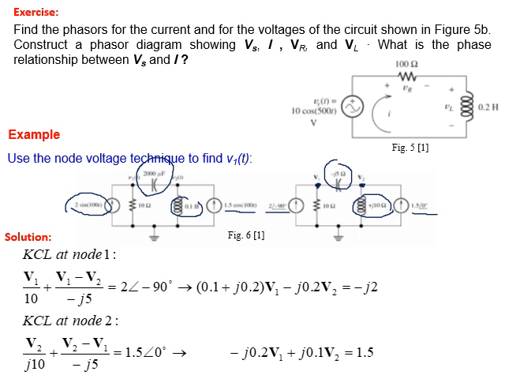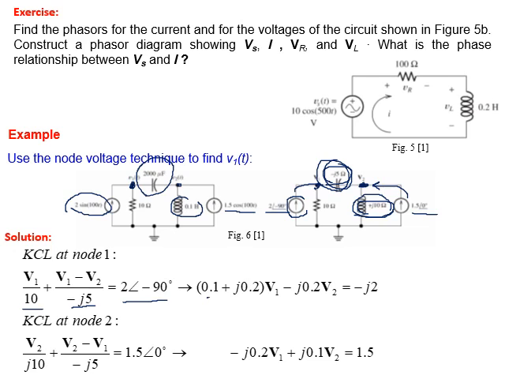Now let me write the first equation. V1 over resistance 10. This is the first term. Plus V1 minus V2 over the impedance ZC, as you can see here, equal to the current injected into the node, which is 2 with angle minus 90. Now node number 2: V2 over this impedance plus V2 minus V1 over this impedance equal to the current injected into the node, which is 1.5 with 0.